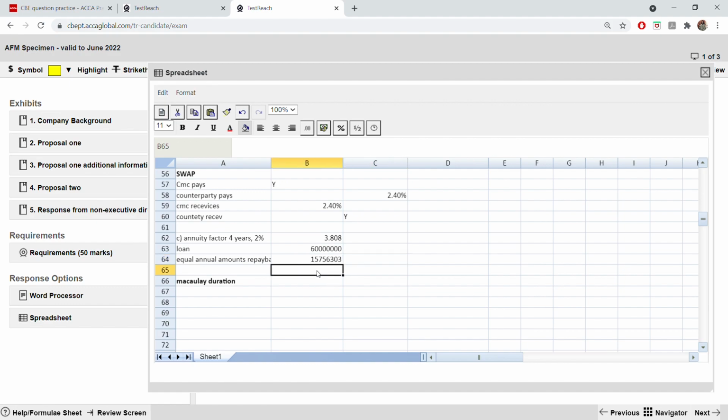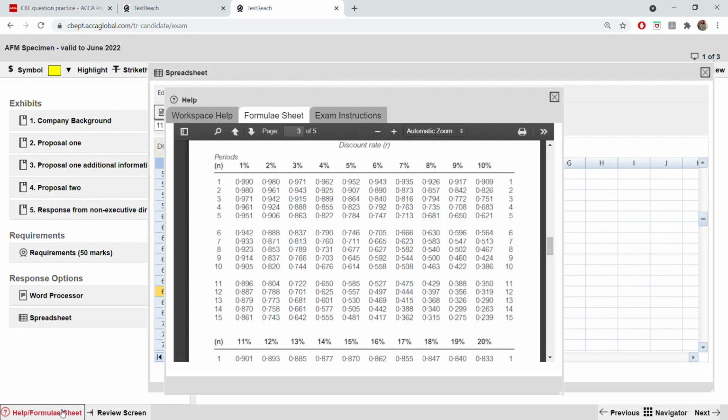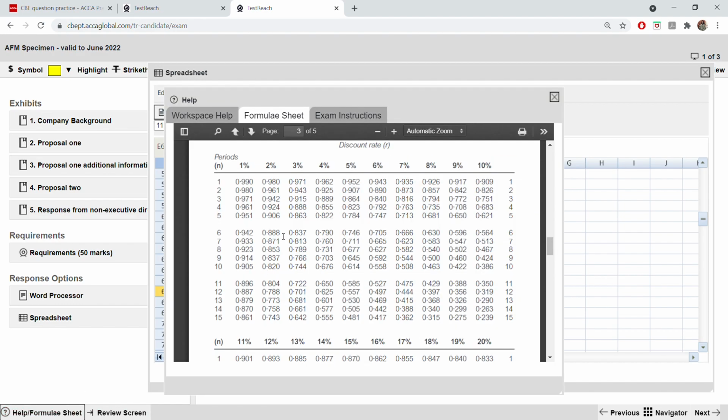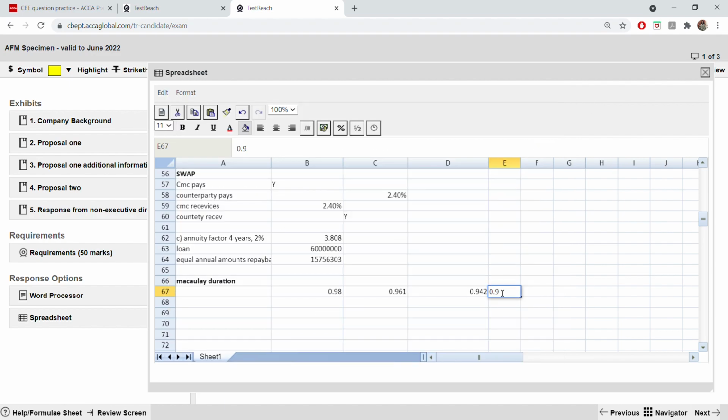So you can write it somewhere. 0.961, 0.942 and 0.924. So now write the years also.